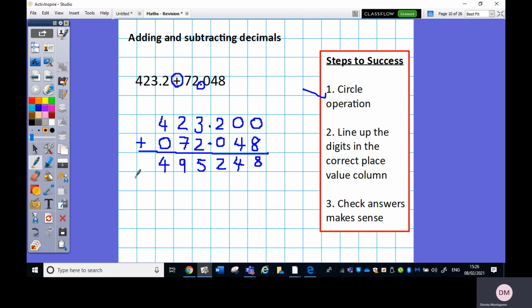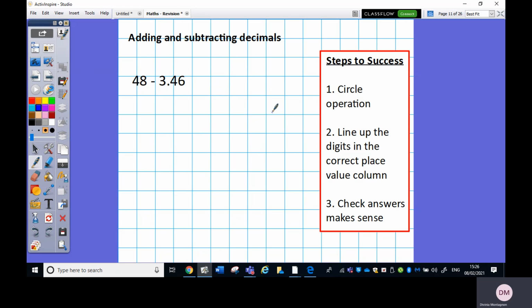Great. And what do I need to do? It's that last thing that I need to do. Check answers make sense. Is my answer going to be 495,000? No. Why? Good. I need my decimal. So make sure that you place the decimal in your answer as well. We don't move the decimal. It stays in line.